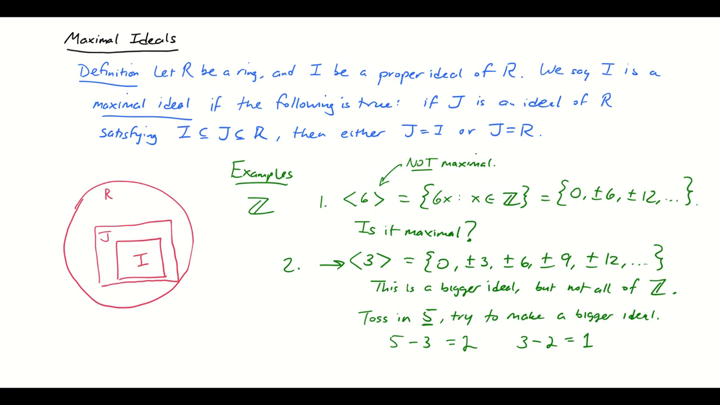But once it contains the number 1, because it's an ideal, it absorbs multiplication, so it has to contain all multiples of 1. Once it has 1, it has 1x for every x in the integers. In other words, it's going to end up having every integer. So if I start with this ideal and try to make it bigger, at least by throwing in the number 5, I end up with all of the integers. There's no way to make this bigger, at least not with the number 5, without just getting the entire ring of integers.